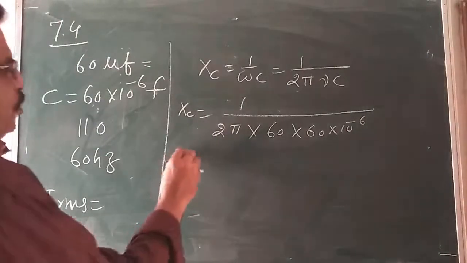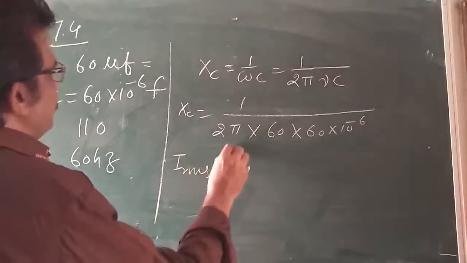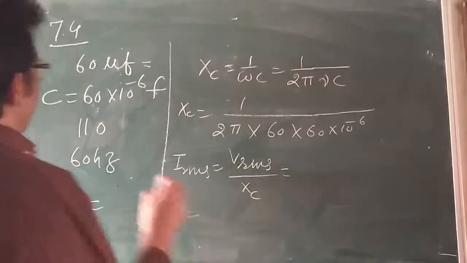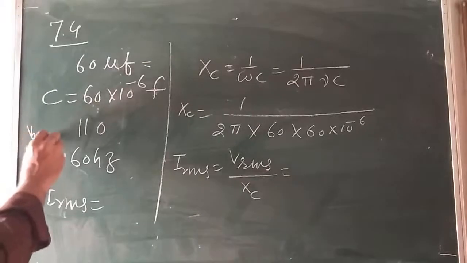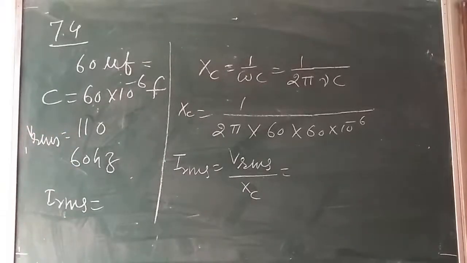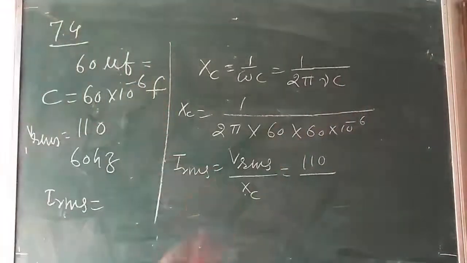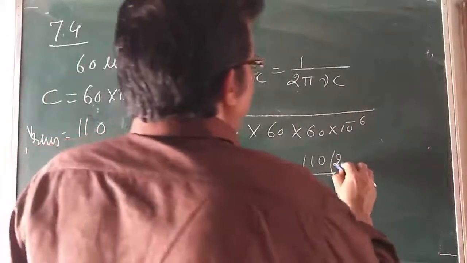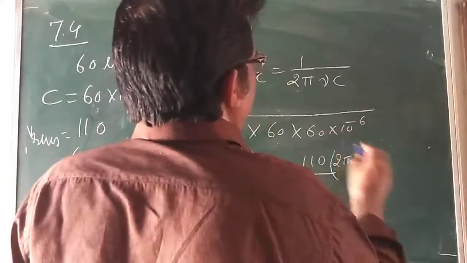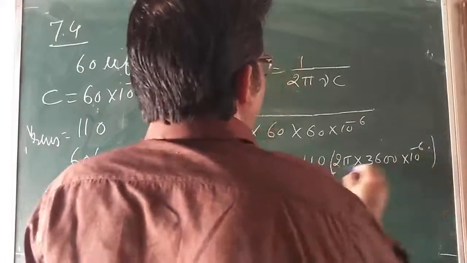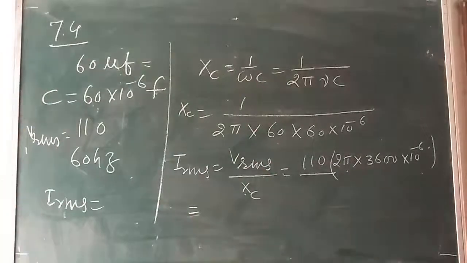Again our formula for RMS value of current, that is V of RMS divided by Xc. V of RMS आपको दिया हुआ है, that is 110. Put it here, 1 by Xc, इसका उल्टा करके लिख दो यहाँ पर. So that is equal to 2 pi into 60 into 10 raised to the power minus 6. Multiply it and solve it and get the answer.